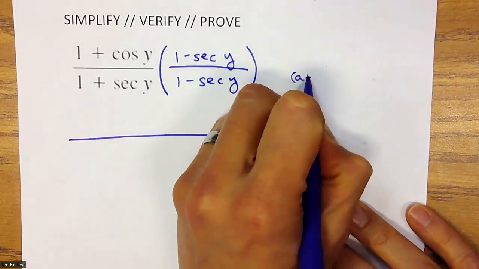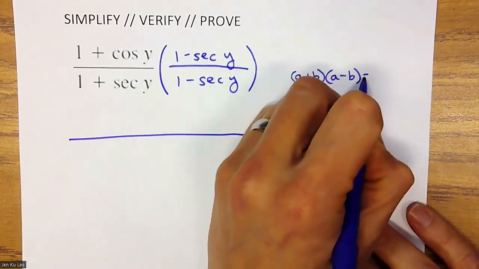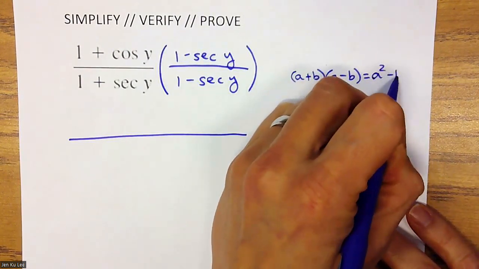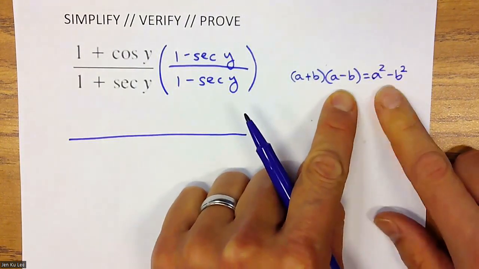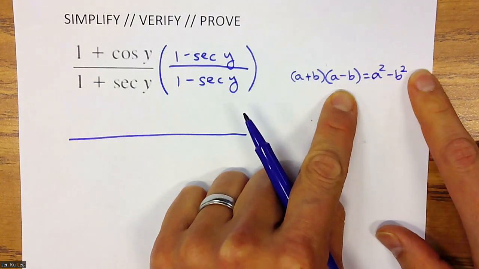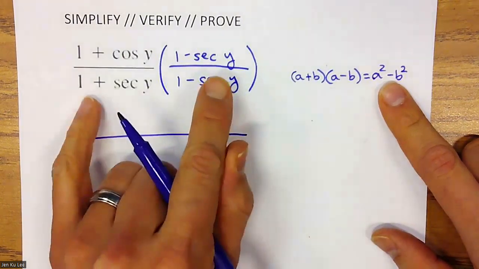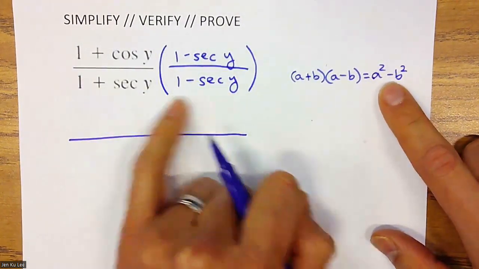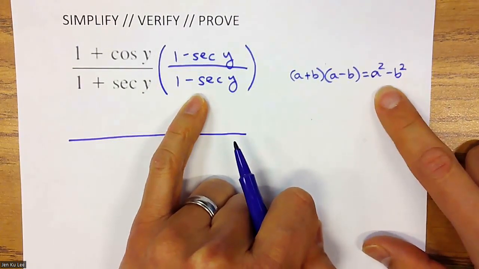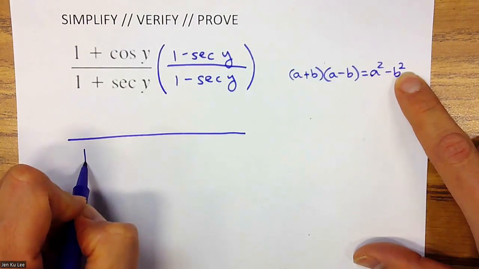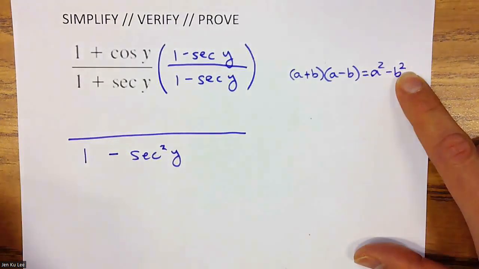Yeah, it turns out to be a squared minus b squared, right? You guys remember this from previous math classes? A plus b times a minus b equals a squared minus b squared. So if I follow this format and multiply it by a plus b times a minus b, this product has to be a squared minus b squared, right? A squared minus b squared is 1 minus secant squared y.